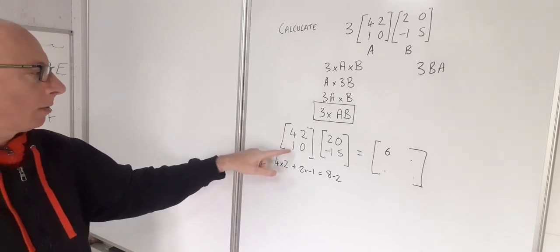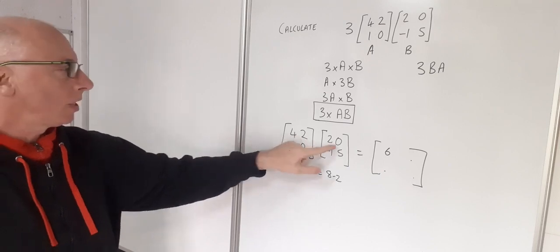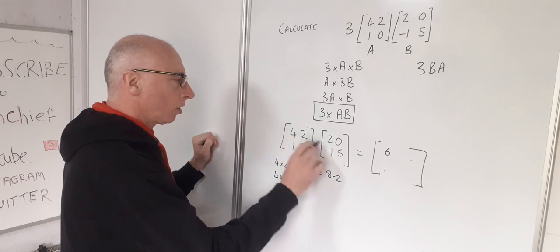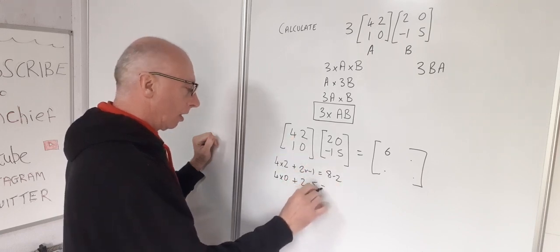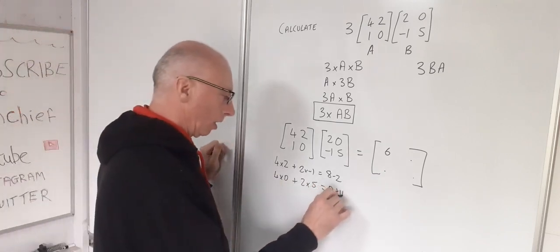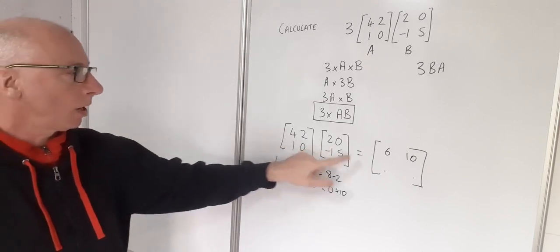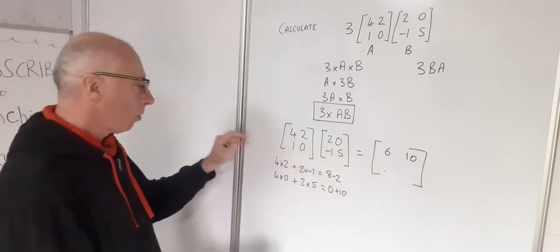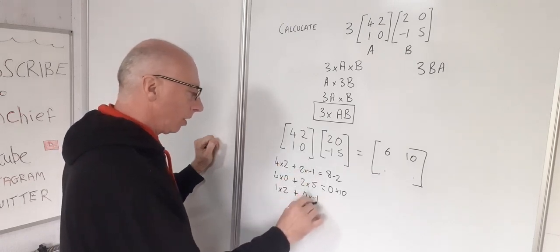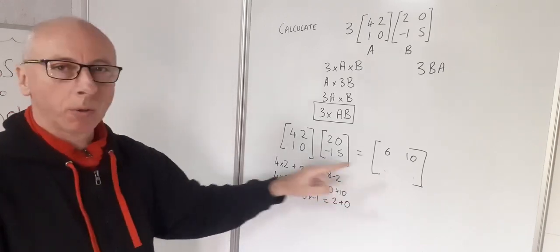Okay. Now, what about the next one? So for here, I do this row with this column. So now I've got 4 times 0 plus 2 times 5. So now I've got 0 plus 10. So that just gives me 10. Now this one with this one is going to give me this point here. So I've got 1 times 2 plus 0 times minus 1. So that's going to give me 2 plus 0. So therefore this point here is 2.